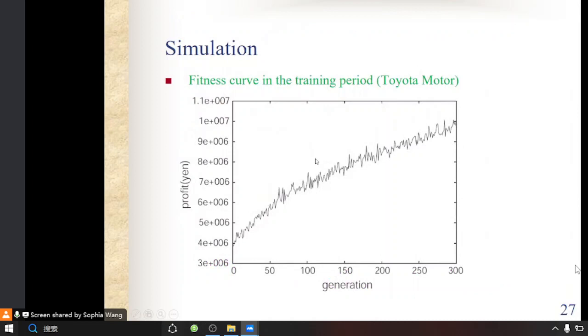Okay. And this is the fitness curve in the training period. We can find that it keeps increasing. That means your model is effective. But if it gets a convergence like this, the training should be stopped. Maybe 300 generations is enough. You don't need to train it for 500 generations. It will cost more time, but it will not be more effective. So if it gets a convergence, then it's enough. You can stop the training.